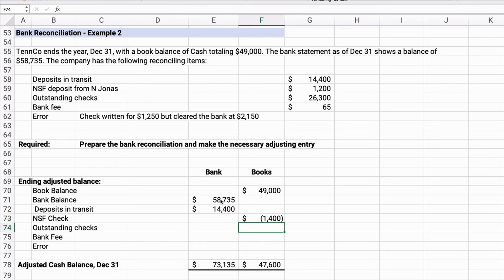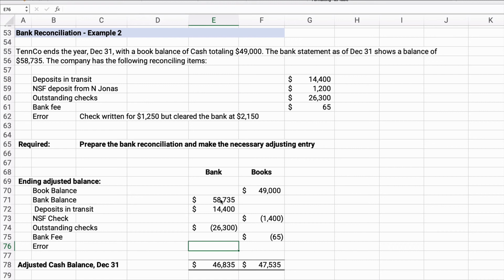The outstanding checks we have written, they have not cleared the bank. It will be a negative, a decrease, because we've written checks that reduces our cash balance. The bank fee is $65, so subtract out $65. And the error, the check was written for $1,250, but cleared the bank at $2,150. Now you have to ask a question. Who made the mistake? Was it the bank or Tenco, the company, on their books? Well, it looks like the bank has made a mistake. It cleared the bank at $2,150, and it only should have cleared the bank at $1,250.